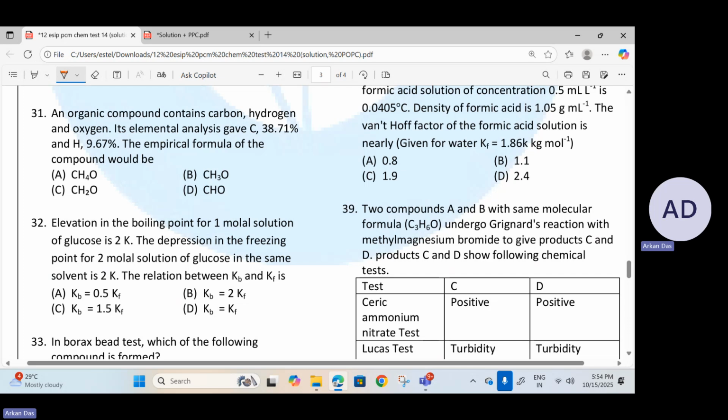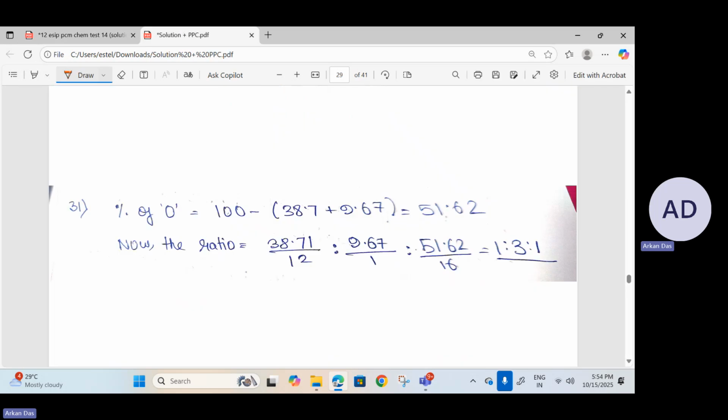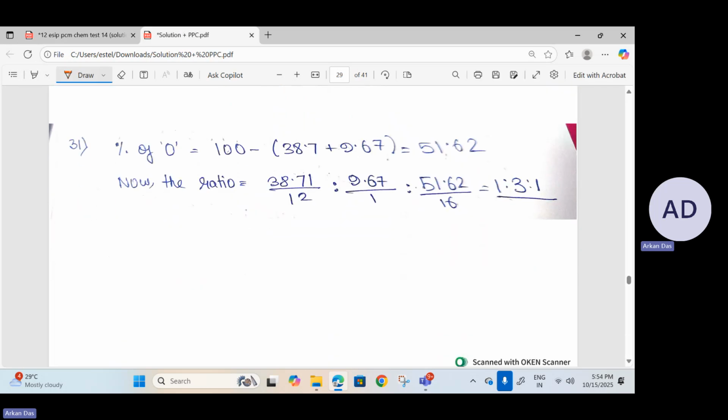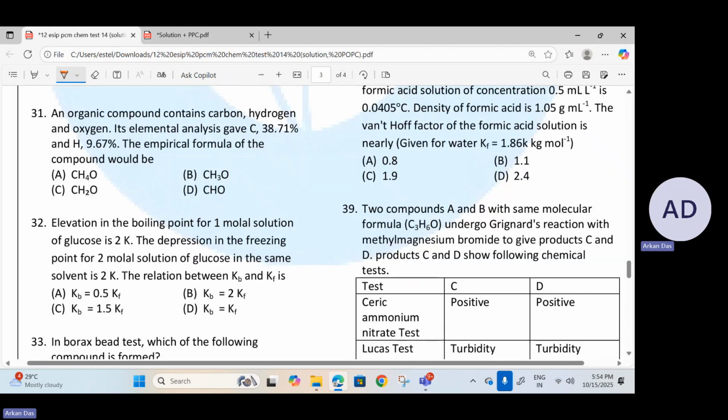After you find out each one's percentage, you can easily divide that percentage by their molecular mass. Once you divide it by the molecular mass, you are going to get the weight ratio or the empirical formula ratio. And once you have the empirical formula ratio, you need to put the values and take the ratio out of it. So if I do that, 100 minus this much, you are going to get the part of oxygen to be 51.62. You have to divide it by the molar mass, and you're going to get the ratio 1:3:1. So it will be CH3O. Answer will be CH3O, option B.